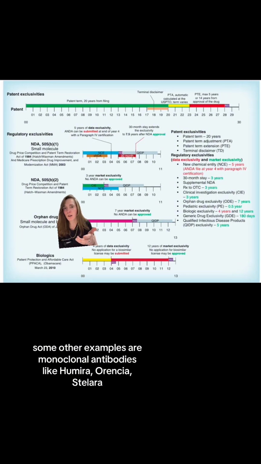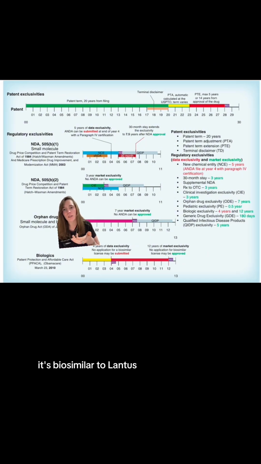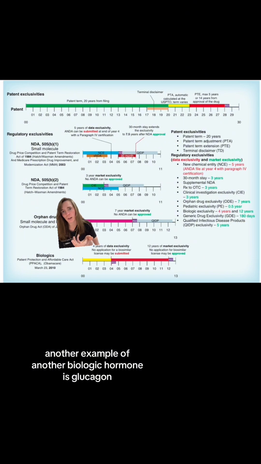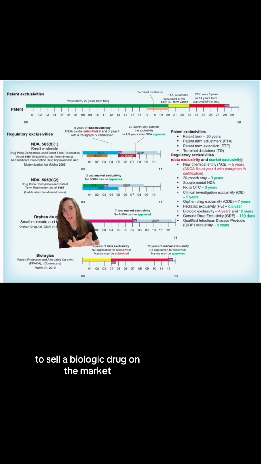Some other examples are monoclonal antibodies like Humira, Orencia, Stelara, recombinant proteins like Epogen and filgrastim, enzymes like tissue plasminogen activator, blood factors, interferons, and many vaccines. The term for generic biologics is biosimilars. An example is Semglee, the long-acting insulin. It's biosimilar to Lantus. It was the first approved biosimilar insulin product. Insulin is a hormone. Another example of another biologic hormone is glucagon. Manufacturers submit something called a BLA or biologics license application to sell a biologic drug on the market. When submitting for approval of biosimilars, remember the generic biologics, they require clinical data.